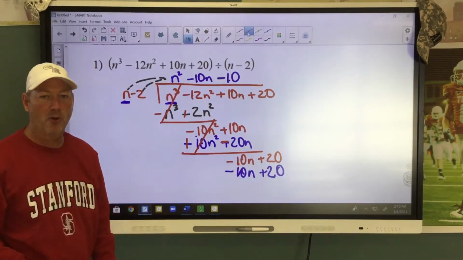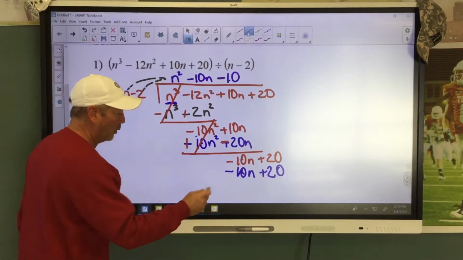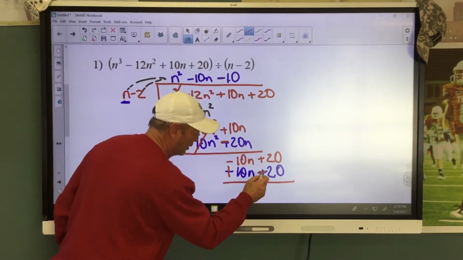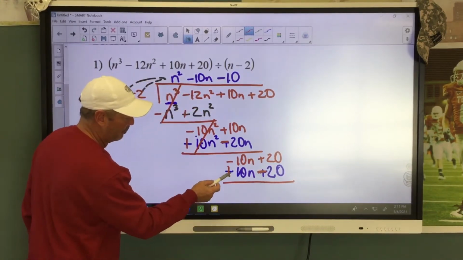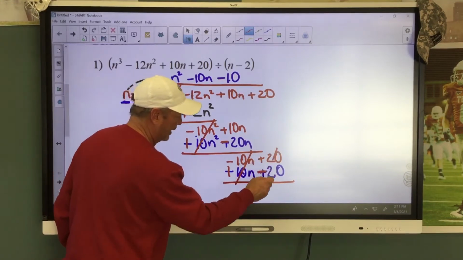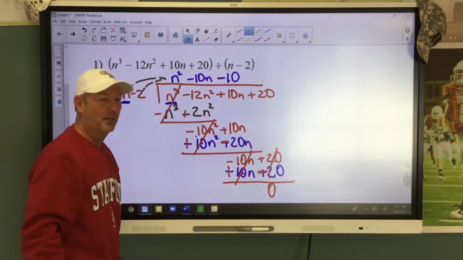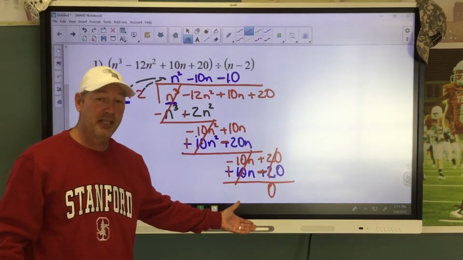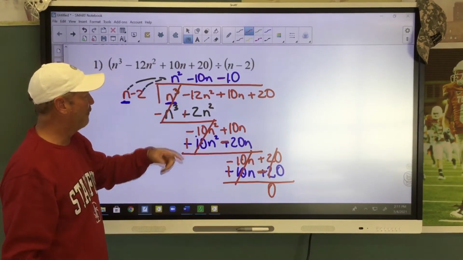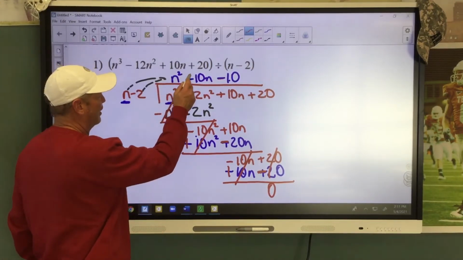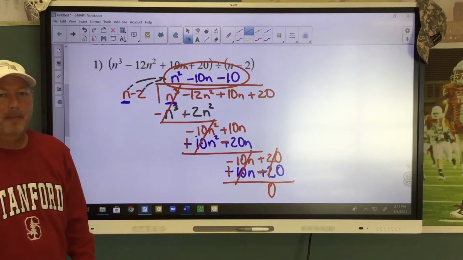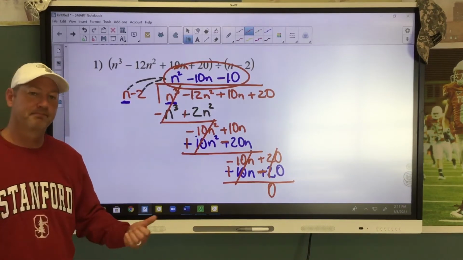When we get through multiplying, we draw a line, we change both signs. Negative 10, positive 10 cancels. Positive 20, negative 20 cancels, leaves me with no remainder. It is very possible to get a remainder, and we'll do one that does in just a second. But this is my final answer: n squared minus 10n minus 10. No remainder.